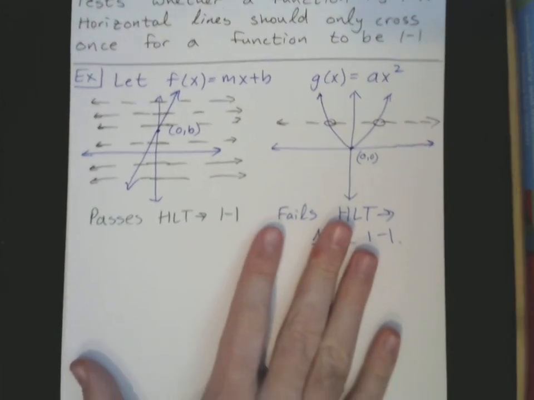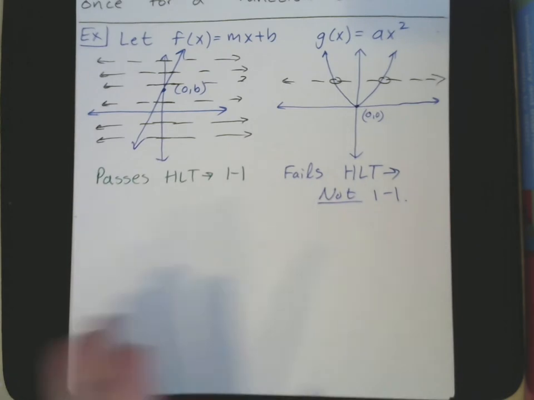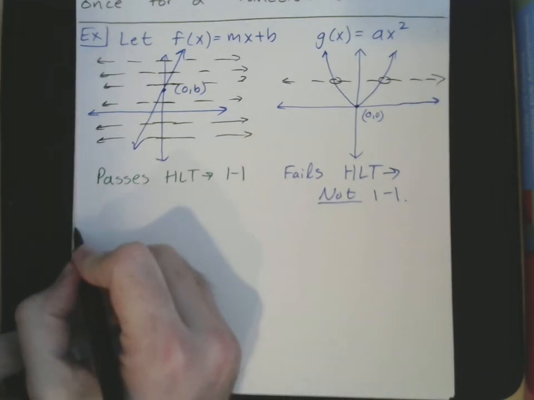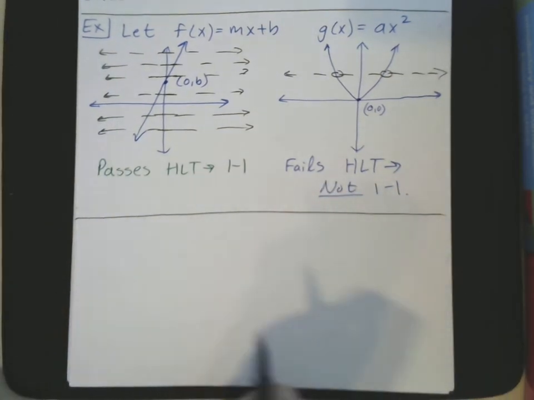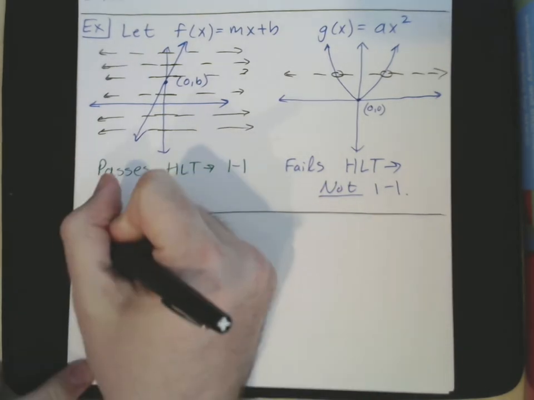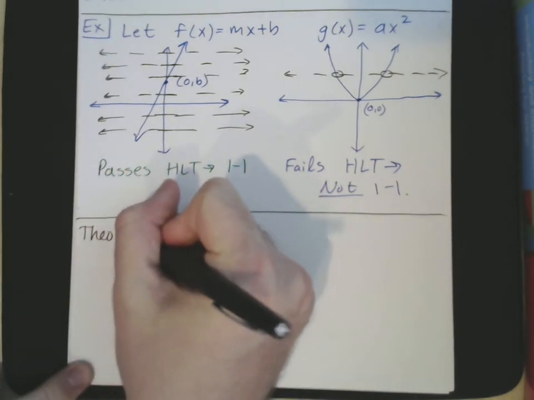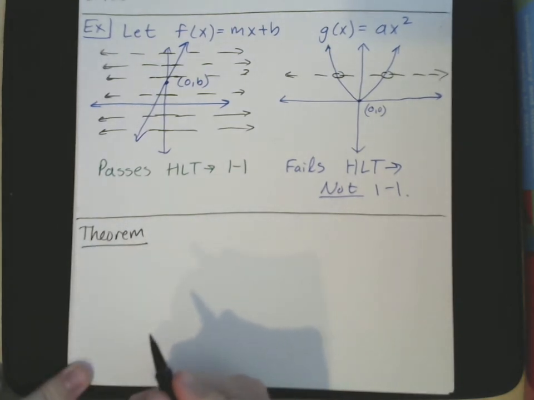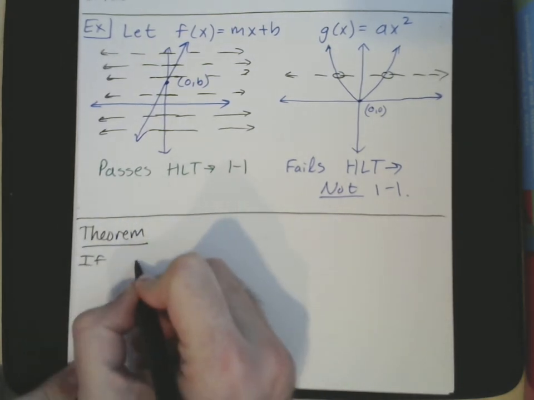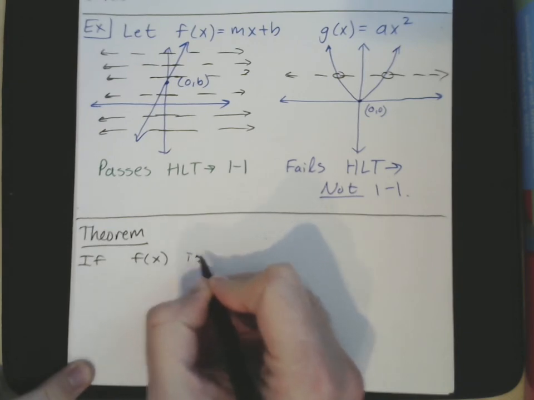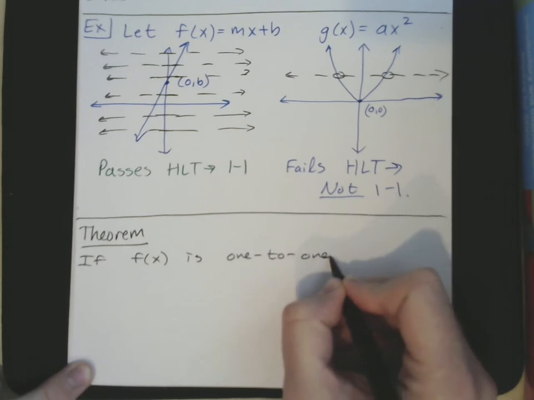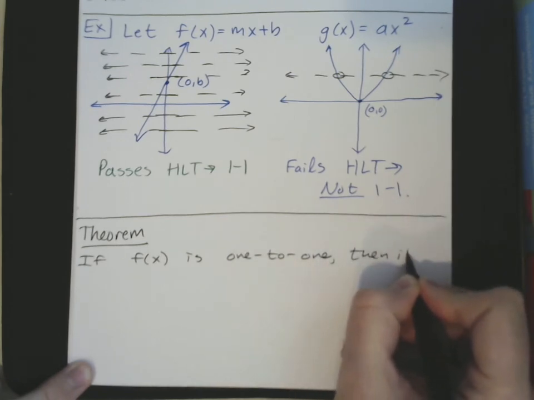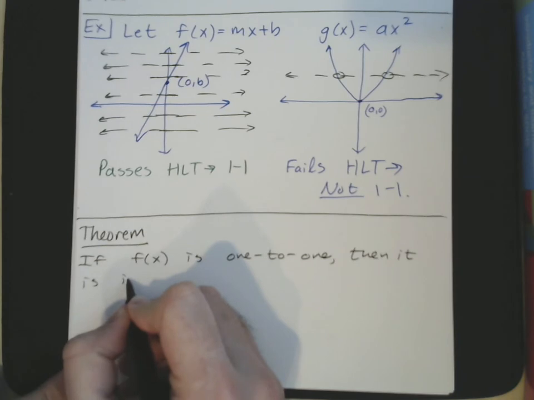So the horizontal line test is very, very similar to the vertical line test, only with horizontal lines, and it tests something a little bit different. So now what we want to talk about is, why do we even care? What does it mean to be one-to-one? Well, we have a very important theorem in algebra, and this theorem says if f of x is one-to-one, then it is invertible.